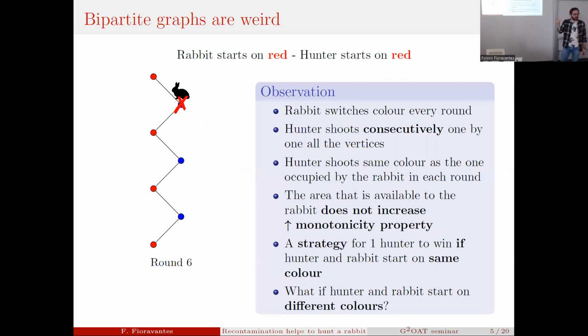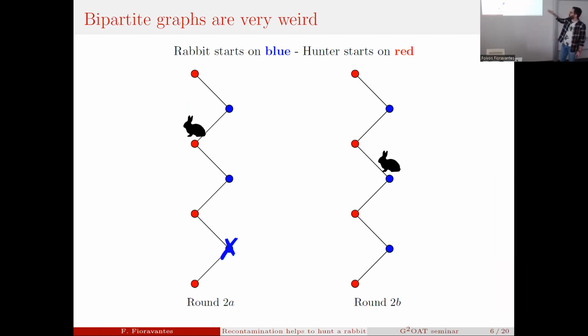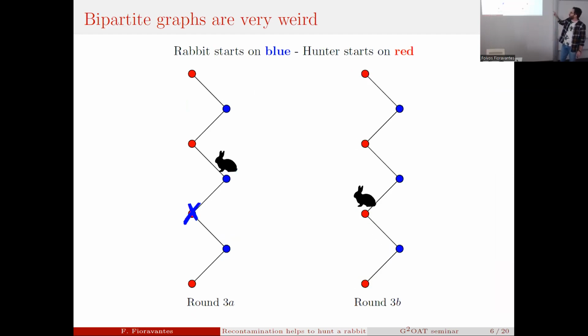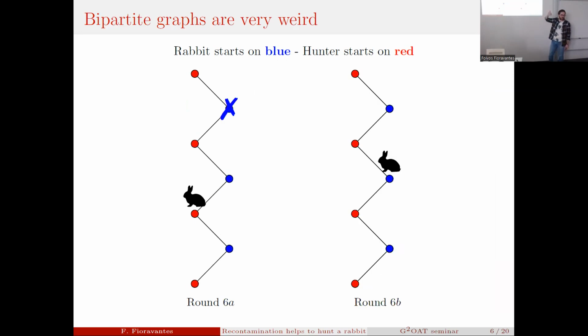But what if the rabbit was in the other bipartition? Well, the hunter does not know that, so he will again shoot all the vertices of the graph. But now we have this very annoying thing that when the hunter shoots this vertex, the rabbit can go on that vertex immediately, and it's completely safe. And then the hunter has no idea that the rabbit is basically trolling him by coming back to the vertices that the hunter has already shot.